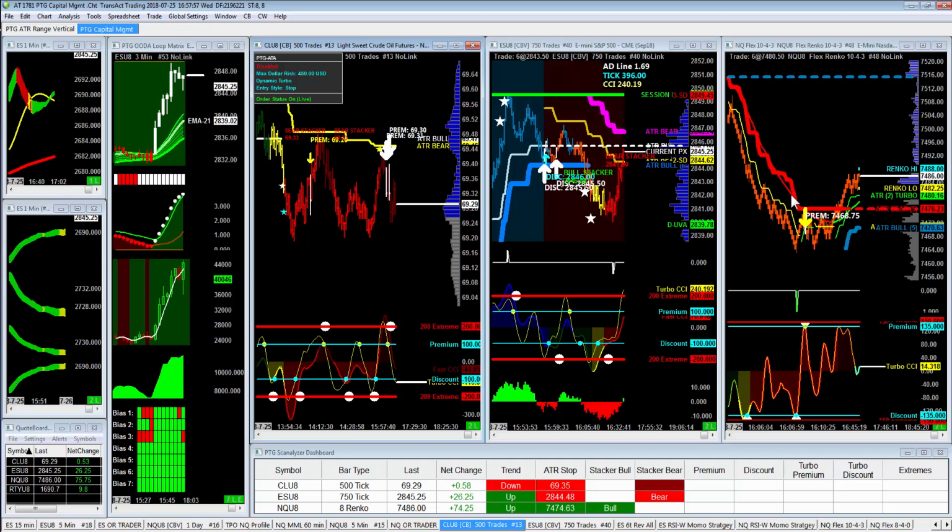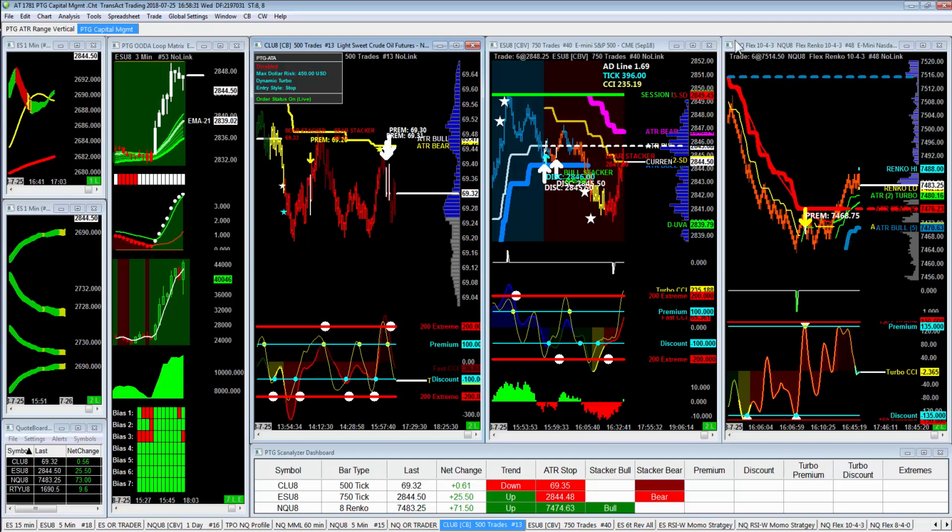All right, so again, same principle applies. All 3 charts basically show the same information, although each of these charts are slightly different in that the crude oil and the S&P are tick charts. In terms of the crude oil, we're currently using a 500 tick chart. On the S&P, we're using a 750 tick chart. And on the NQ, we're actually using what's called a Flex Renko chart. And we use a couple different Flex Renkos.